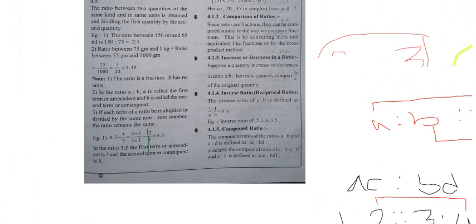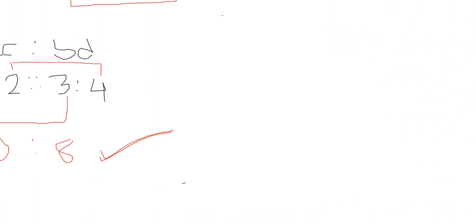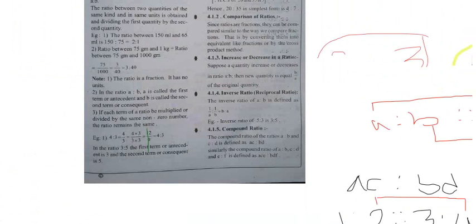Where is the next paper? Compound ratio, next paper. Duplicate, triplicate ratios will be there. Yeah, just wait, I will adjust the papers. Page number 59. 61 is not there. 60 is not there. Okay.